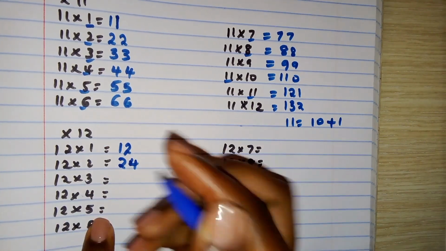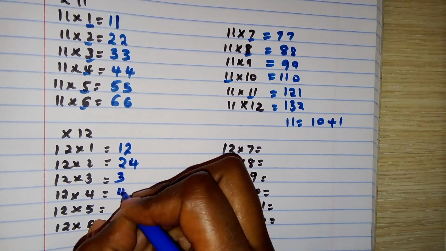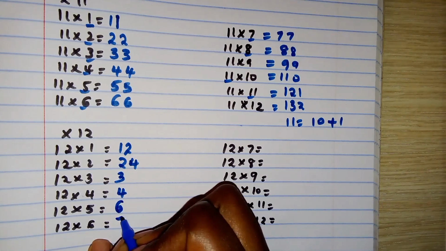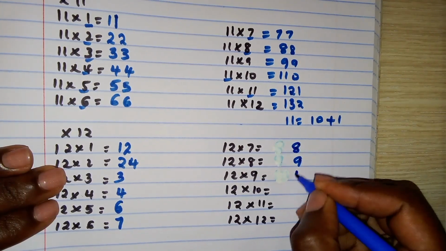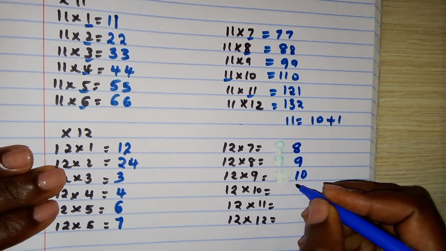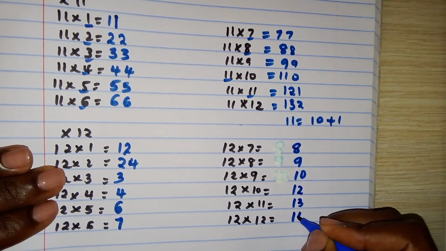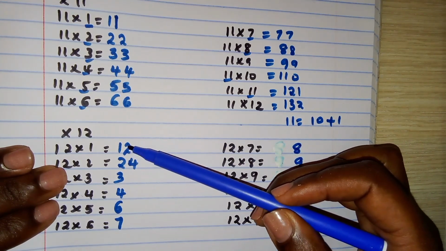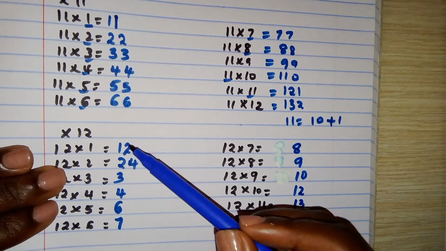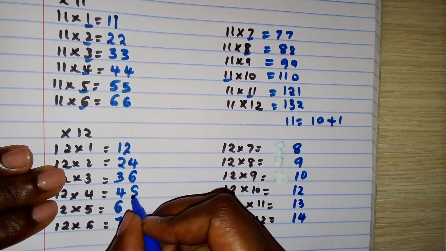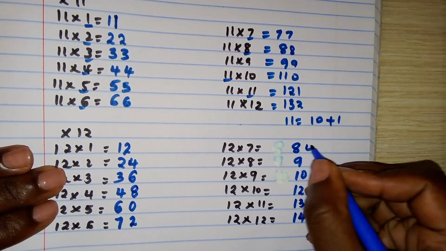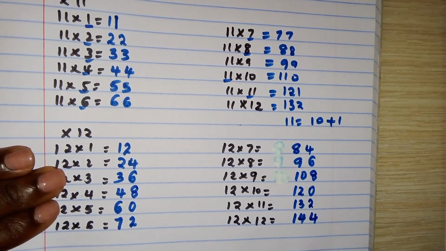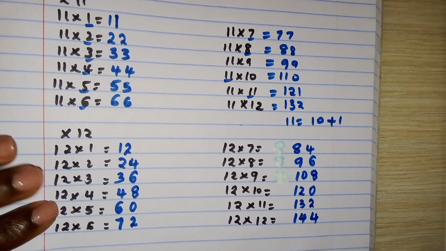You write 1, 2, 3, 4. Then you skip 5, you go to 6, 7, 8, 9, 10. Skip 11. You write 12, 13, and 14. Now the second numbers will be the even numbers from 2, 4, 6, like that. So 2, 4, 6, 8, 0, 2, 4, 6, 8, 0, 2, 4. That's a nice hack for the 12 times table.